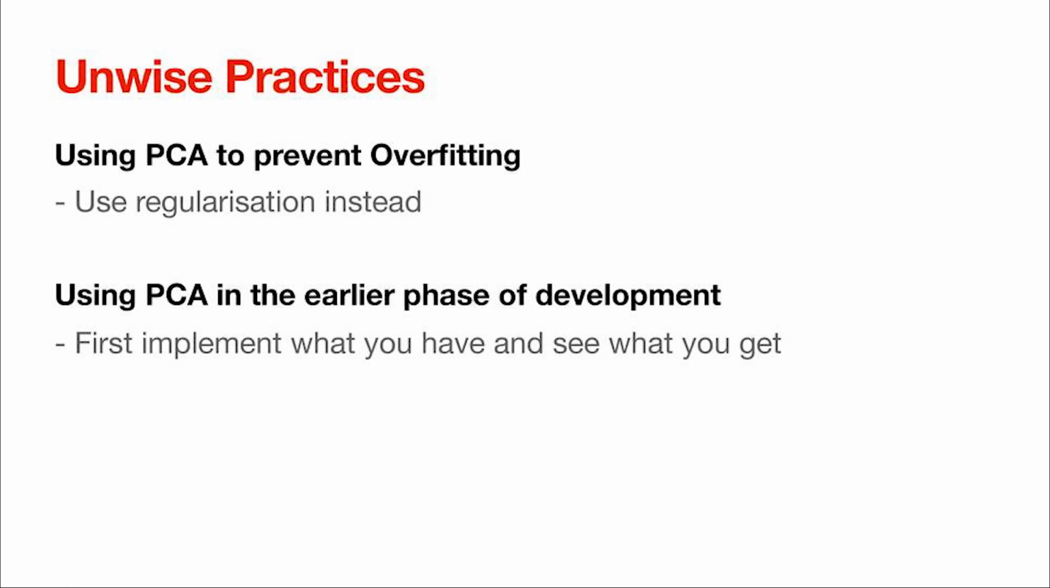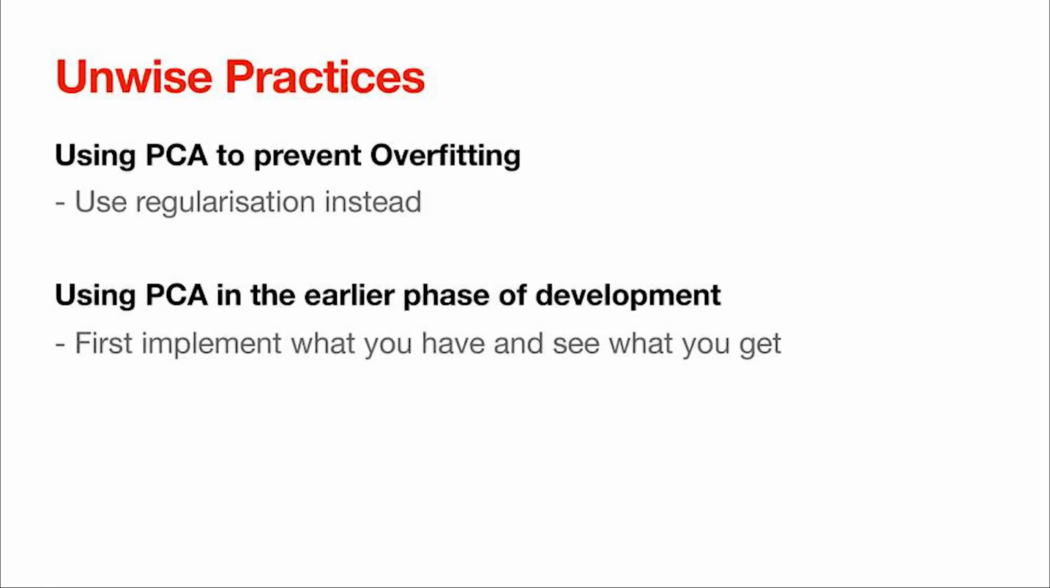PCA addresses a different problem. You have too many features, but you want to retain that information. Also, when you have a problem of overfitting, the labels are also involved, and PCA just doesn't think about the labels. But regularization does account for the labels. So regularization and other overfitting techniques are the solution for overfitting. PCA is not a solution for overfitting. So don't try to use PCA to counter overfitting.